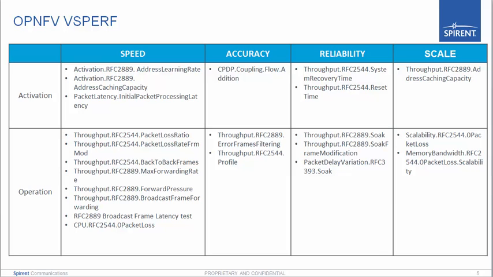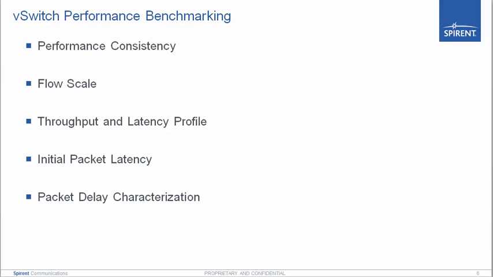Here's a list of test cases identified by the VSPerf working group at OPNFV. A good number of these test cases are based on benchmarking standards such as RFC 2544 and RFC 2889. But there are additional test cases such as throughput profile, flow scalability, memory impact on forwarding performance, CPU usage impact on forwarding performance, and control plane data plane coupling. I'm listing some of the key methodologies here, which I will be talking about in detail in later sessions.